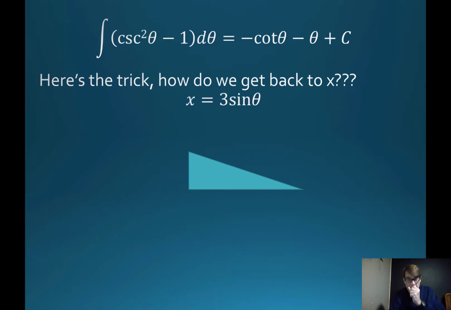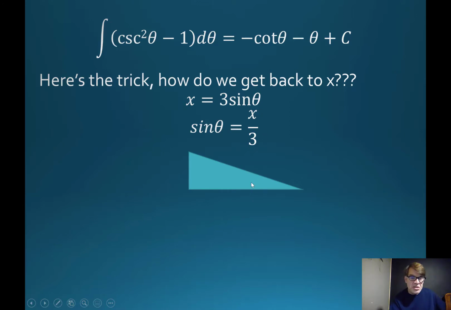Well, this was the substitution we did, right? We did x equals 3 sine of theta. So how do we get back from theta and from cotangent to x's? Well, it takes a little practice, but it's really rather interesting. So if we divide both sides by 3, we've got sine of theta equals x over 3.